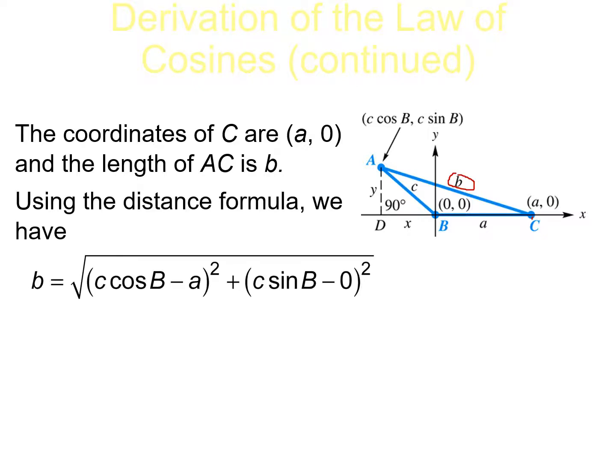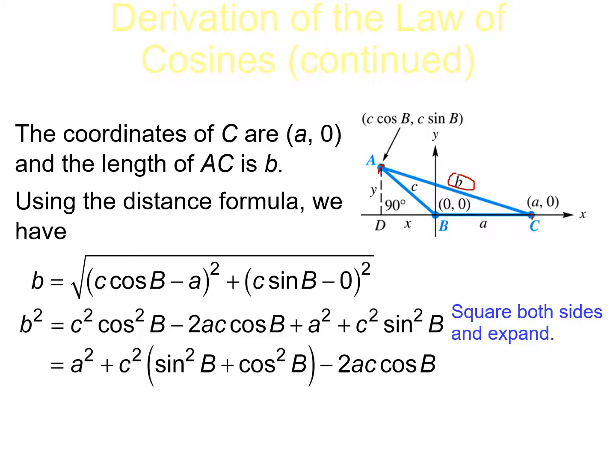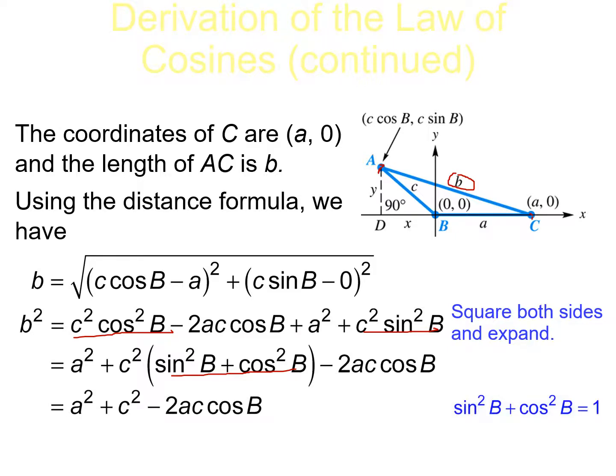Use the distance formula. We have the length of b is the square root of (c cosine B minus a) squared, plus (c sine B minus 0) squared. We're just doing the distance between those two points. Now let's square both sides and expand it. Now let's gather c squared sine squared B and c squared cosine squared B. Now we know sine squared B plus cosine squared B is 1. So this becomes b squared equals a squared plus c squared minus 2ac cosine of B.